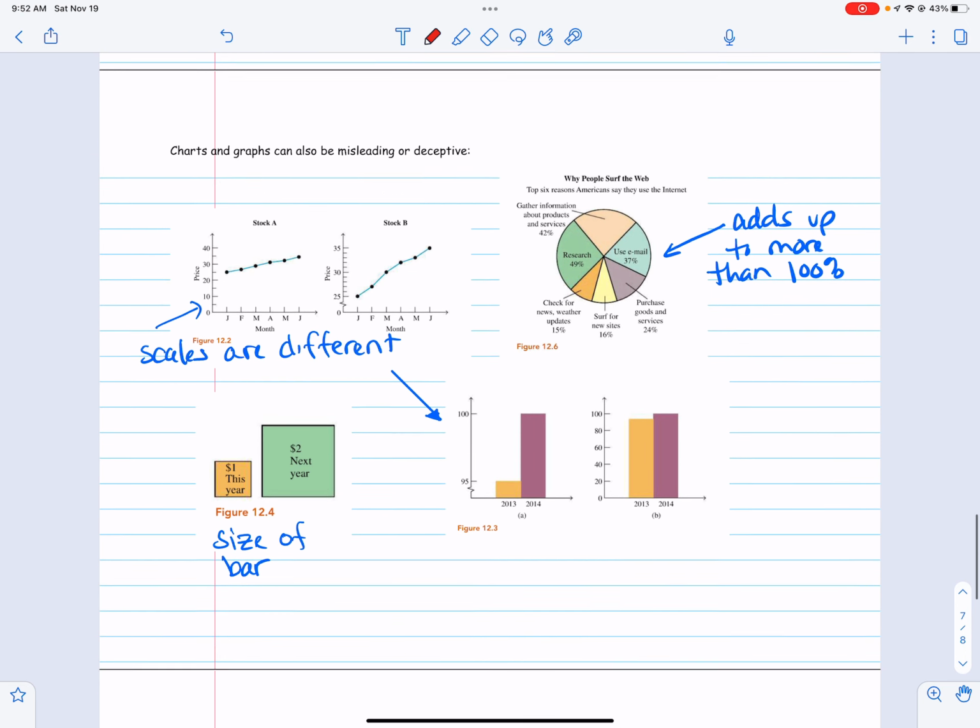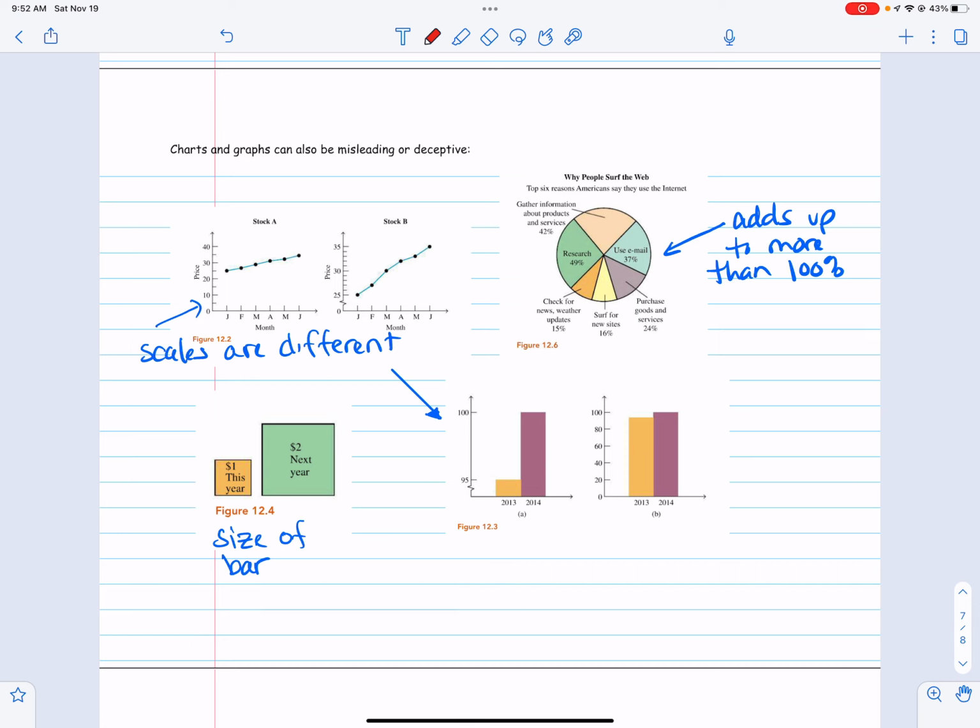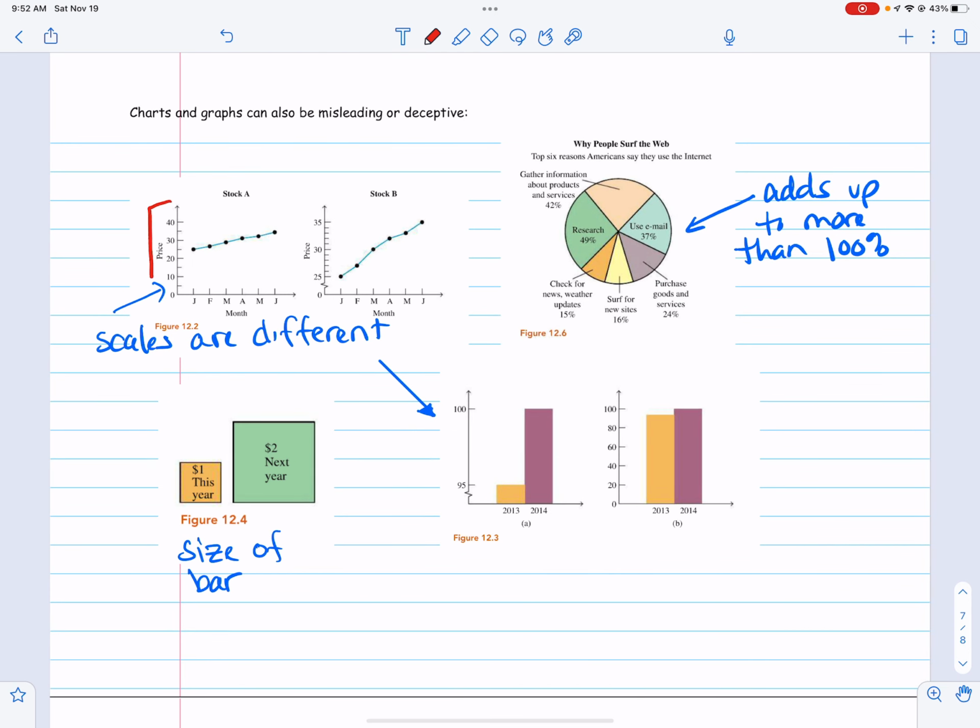And then the last thing I want you to look at down here is just the different types of ways you can skew data with your graphs, okay? And especially the first one right here, you can look at these scales are different, and that makes it look like there's a larger jump on the scale on the stock B versus stock A because they've made their scale a lot smaller in terms of the graph.